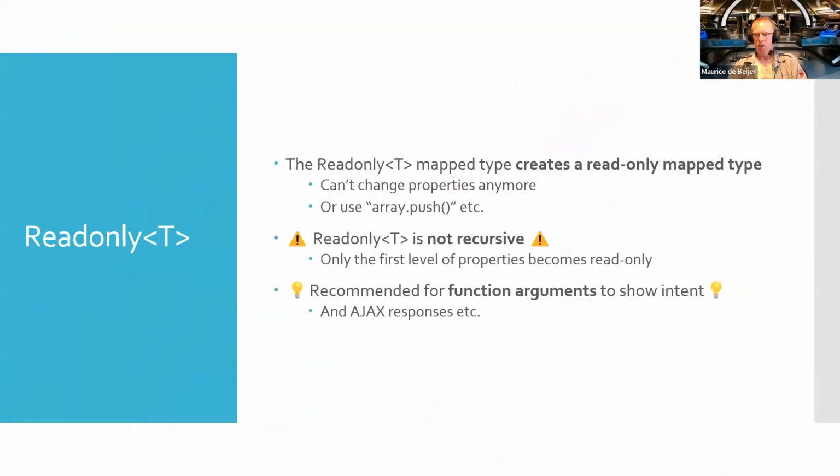So the problem is by default, types of objects are read-write because that's the way JavaScript works. If you create an object, you can read from it, but you can write to it. You can add new properties to it. If you've got an array, you can change properties in there. You can push new ones. You can pop ones from it. Well, the read-only type mapping will change that from a type which is read-write to it being read-only.